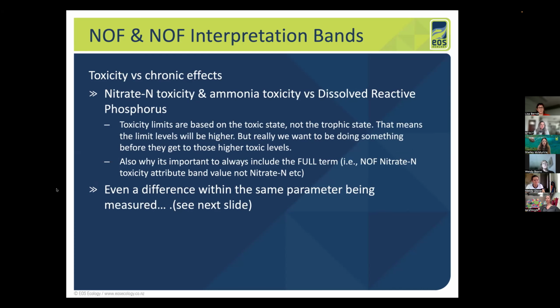Just to look a little bit more at those toxicity things. Under the NOF, there's the nitrate N toxicity and there's the ammonia toxicity. But then when you look at the dissolved reactive phosphorus, that's actually a trophic state one. So that's looking at chronic effects. So in a way, you're not comparing apples with apples. The one is telling you these amounts of nitrate are so high that they're becoming toxic to biota, and you're comparing that against a DRP value, which is actually looking at those chronic effects. So it's keeping that in mind.